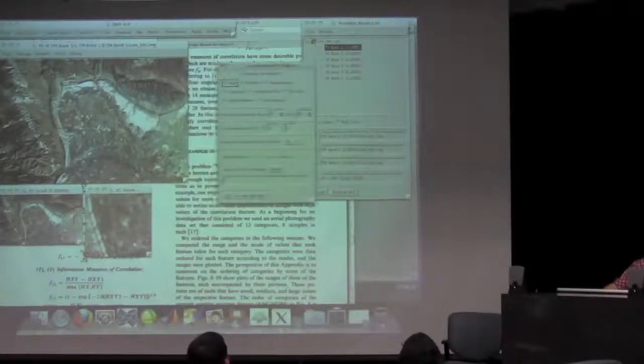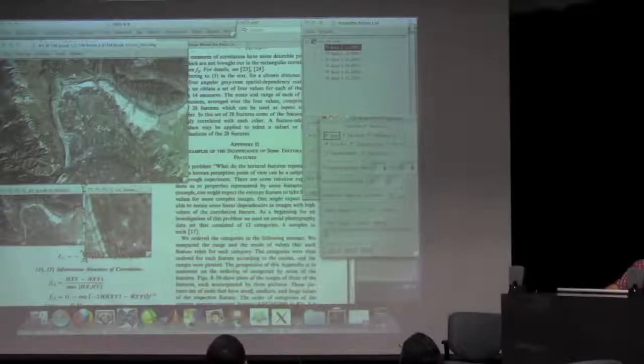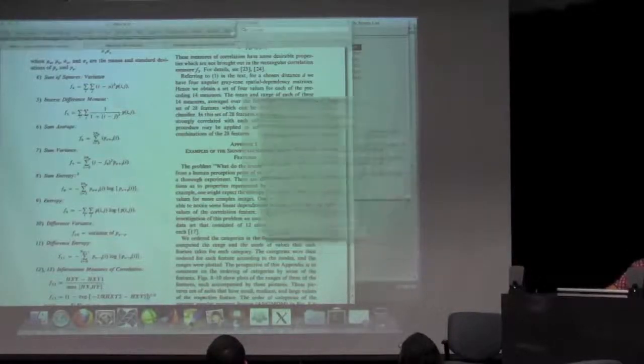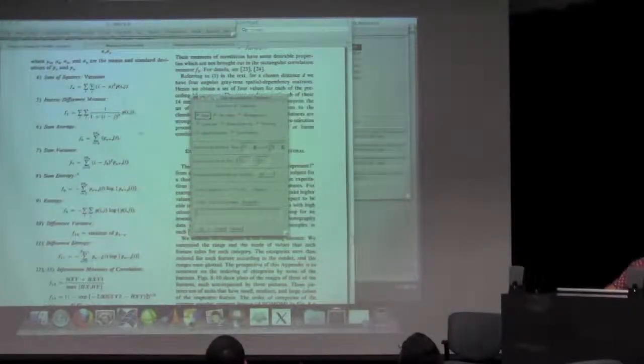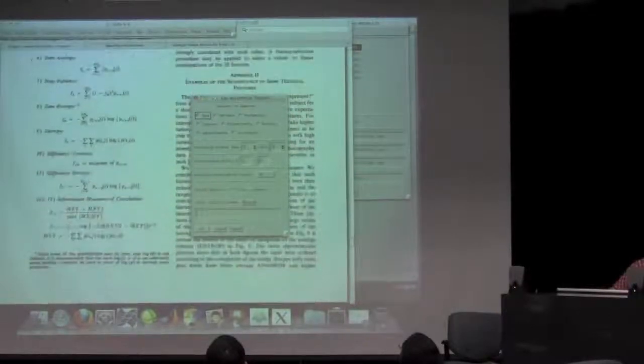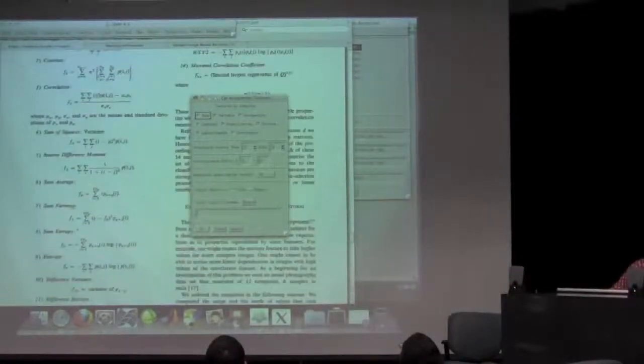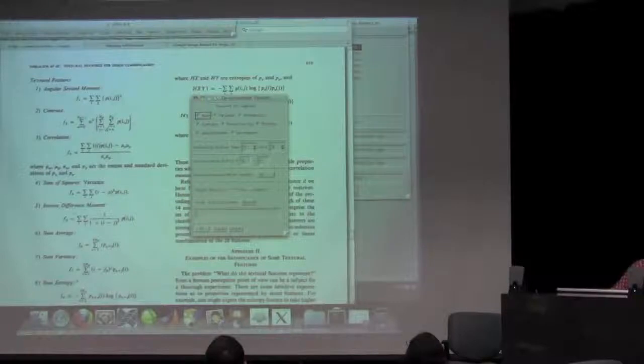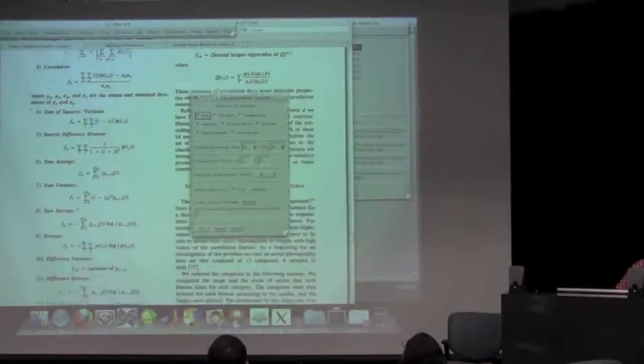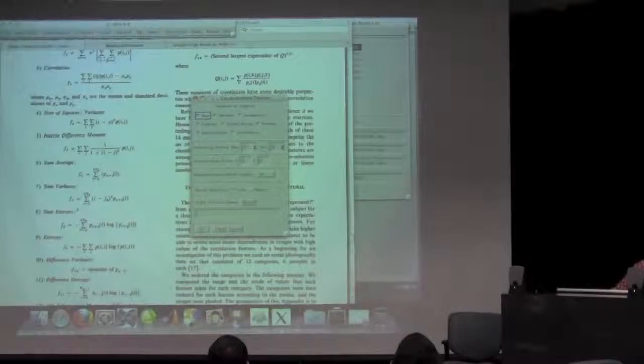Right? If we go back and look at the paper, move that over here for a sec. What do we got? We got entropy. Homogeneity was not in this one. We have contrast. We have second moment. Correlation. Variance. Some variance. We have 4 is variance. Right. So these are the Haralick features.